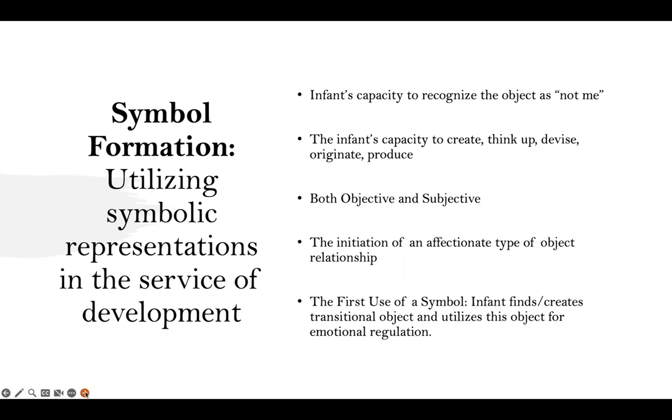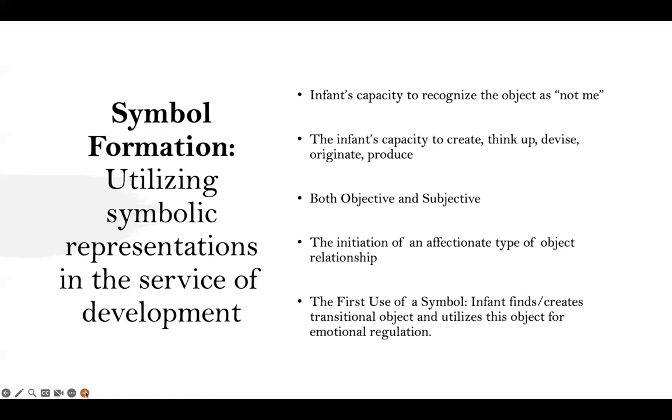The object is objective and subjective. It's just a piece of textile. It's a woven piece of cloth. And it's my blankie. Right? It's both of these things, the objective and the subjective.